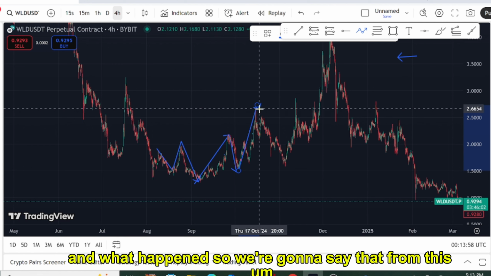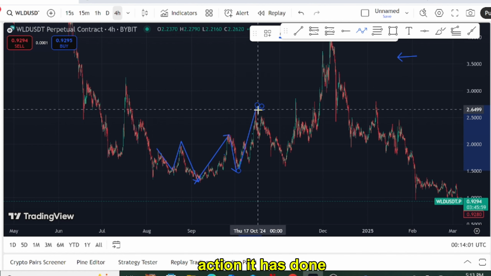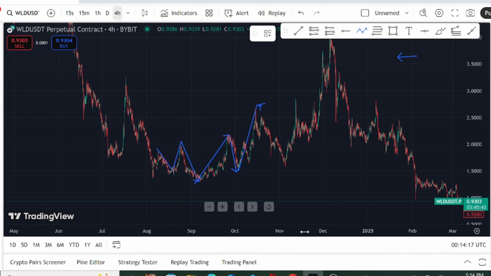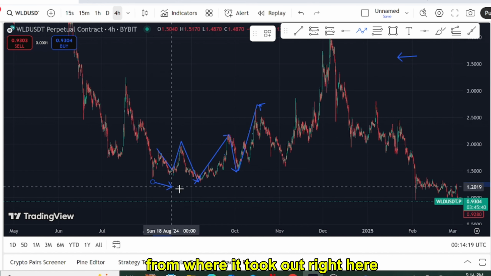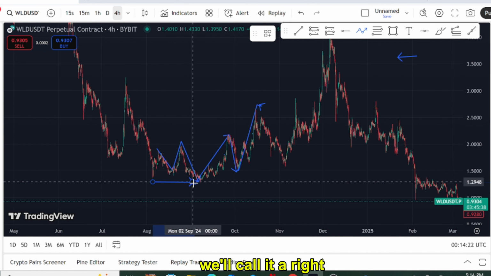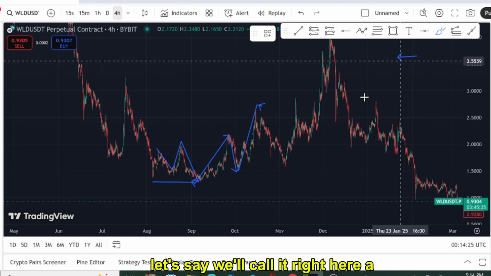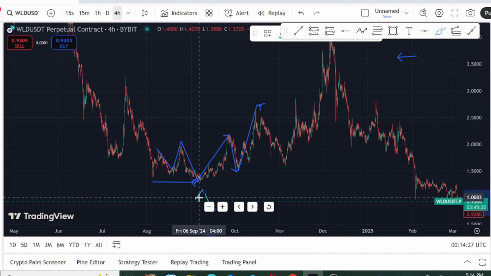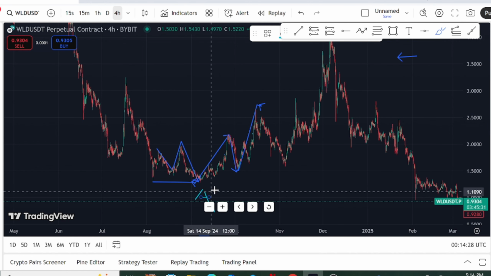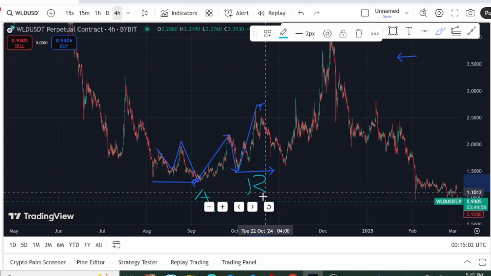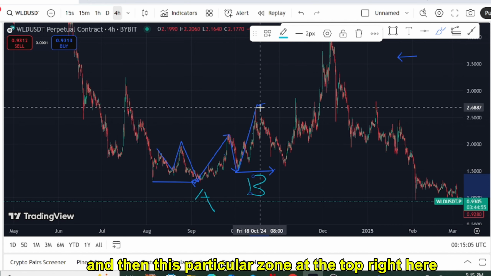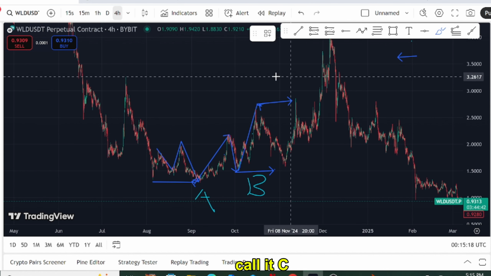And what happened, so we're going to say that from this action it has done, this zone down below from where it took out right here, we'll call it A, right? Let's say we'll call it right here A, and then this zone, which is the second zone after the break of structure right here, we'll call it B, right? And then this particular zone at the top right here, we'll call it C.